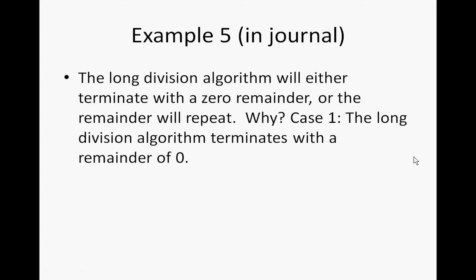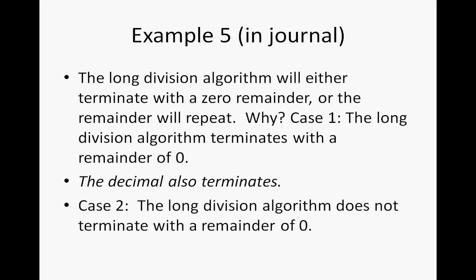All right, let's do example 5 in your math journal. So the long division algorithm will either terminate with a 0 remainder or a remainder that will repeat. Why? In the first case, the long division algorithm terminates with a remainder of 0. Why does that happen? Well, the decimal also terminates. When a division algorithm terminates with a remainder of 0, that means the decimal answer, or quotient, will also terminate.